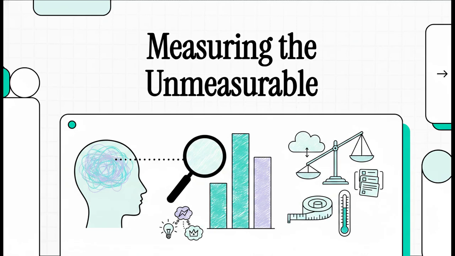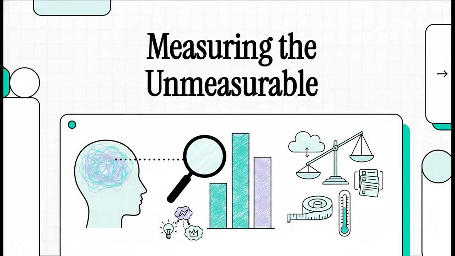Hey everyone. So in the social sciences, we're always trying to study these huge, powerful, but kind of invisible ideas. Things like burnout or happiness or social status. But how in the world do you actually put a number on a feeling? How do you measure something you can't see or touch? Well, today we're going to dive into the tools that researchers use to do exactly that: scales and indexes.